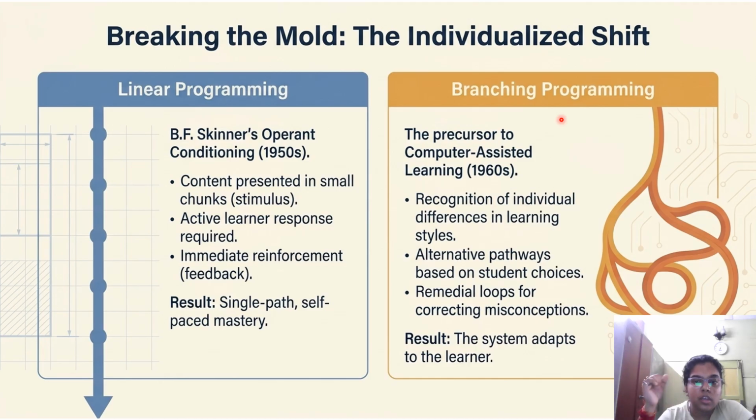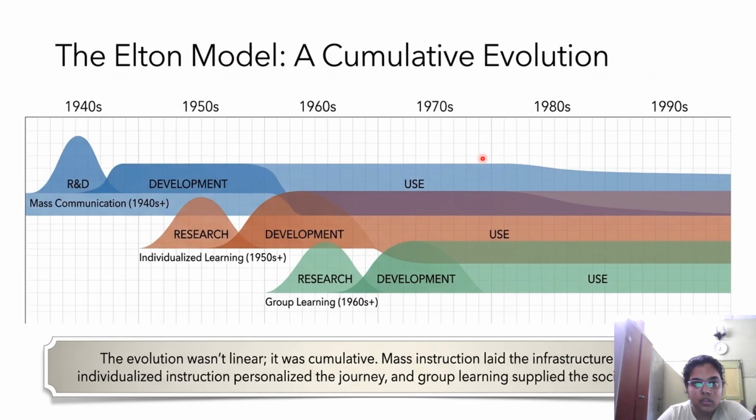In the case of linear programming, we saw that there was a single path and self-paced mastery. But in the case of branching programming, the system adapts to the learner. Now next comes the Elton model, cumulative evolution.